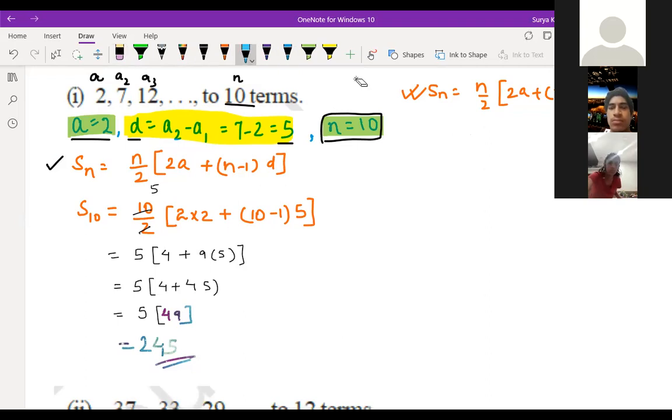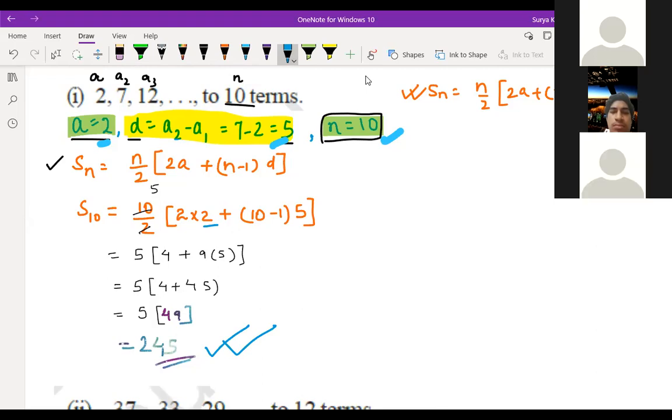Is it clear, Javian? Yes, sir. So S10, just put the values of n, d, and a, and get the answer. So we got the answer as 245. N by 2, 10 by 2 into 2a, 2 into 2, plus n minus 1 into d. So 2 twos are 4, 4 plus 9 into 5, 45. So 4 plus 45 is 49. 5 into 49 is what? 245, right? This is the answer. Your answer is 245.